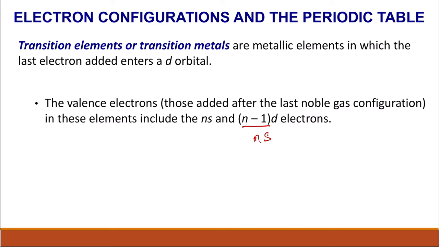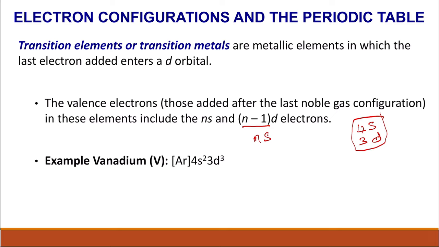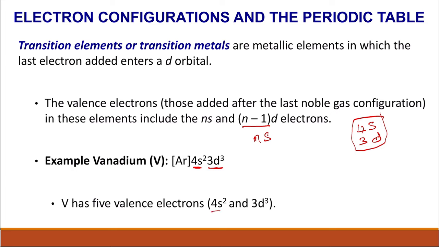So for example, if we are talking about period 4, it's going to be the 4s and the 3d electrons. These both are going to be the valence electrons. For example, vanadium has 2 electrons in the 4s orbital and 3 electrons in the 3d orbital. So the valence electrons are 5 electrons, the 4s2 and the 3d3.